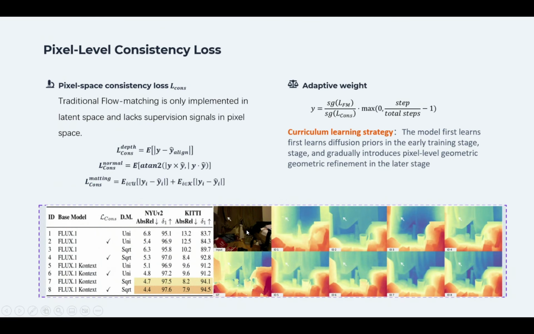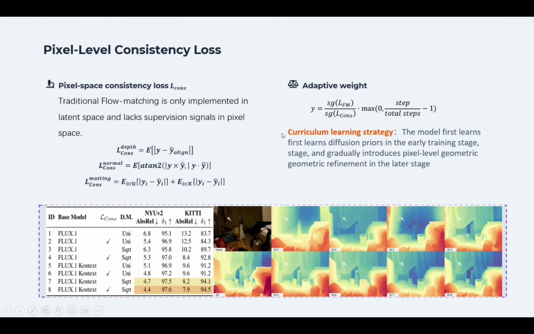This is another problem, that traditional training is only implemented in the latent space, unlike supervision signals in pixel space. So we use 3 forms of pixel space consistency loss, depending on the task, such as in depth it is scale-invariant L1, in the normal task it's the mean angular error, and in matching it's the separating L1 error.